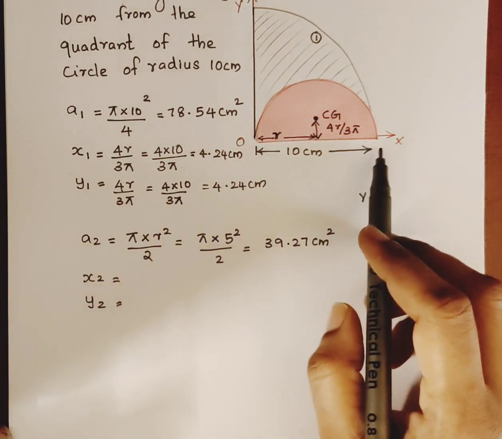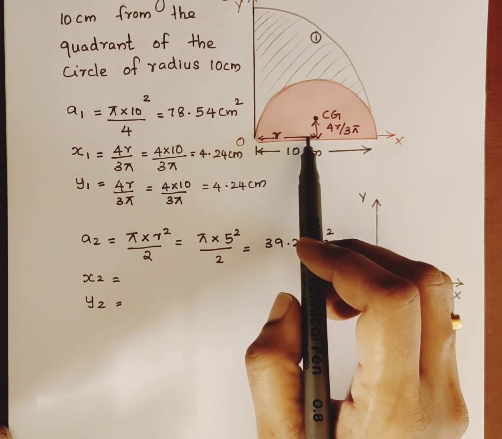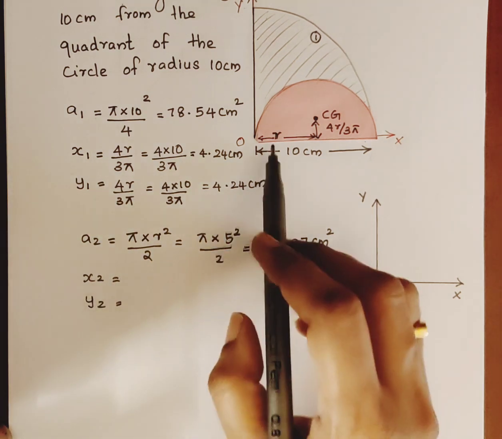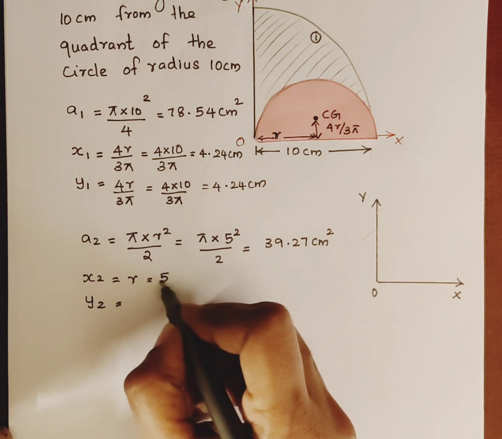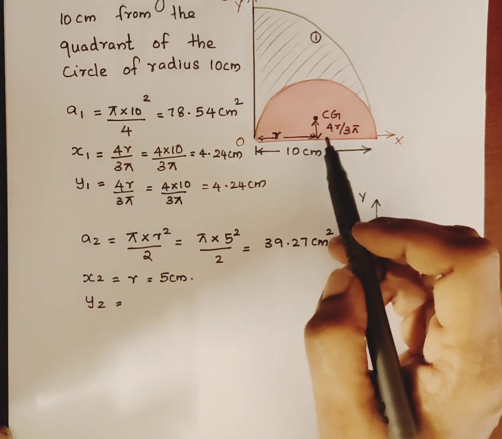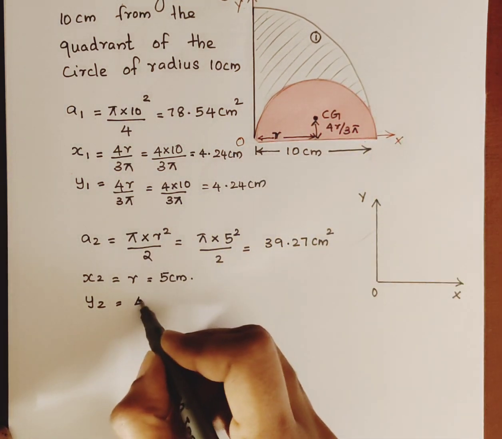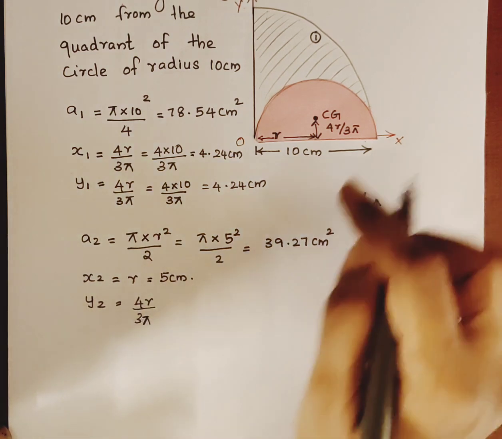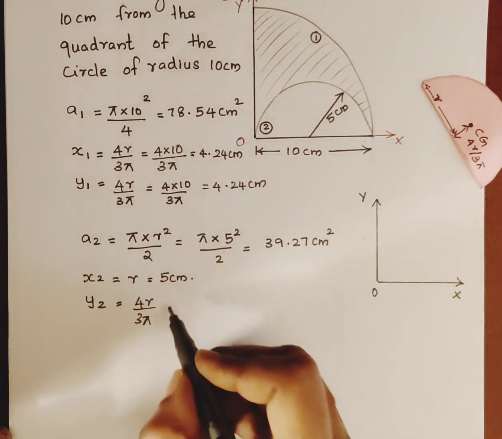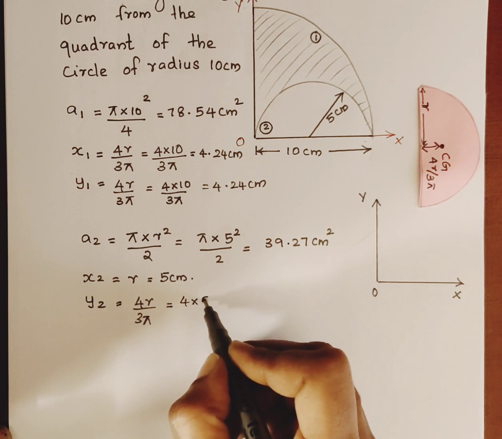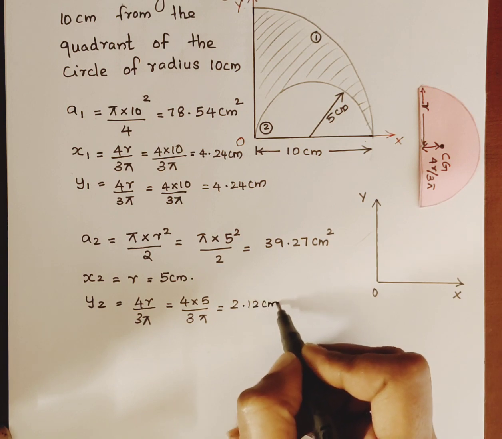So with respect to the OX and OY axis, the x coordinate is at a distance r. That is x2 is equal to r, that is equal to 5 centimeter. And the y coordinate with respect to this OX axis is 4r by 3 pi. So here the radius is given as 5. So 4 into 5 by 3 pi, that is equal to 2.12 centimeter.